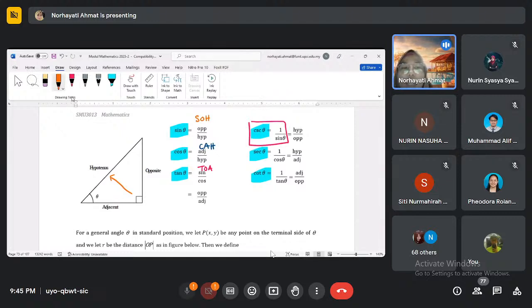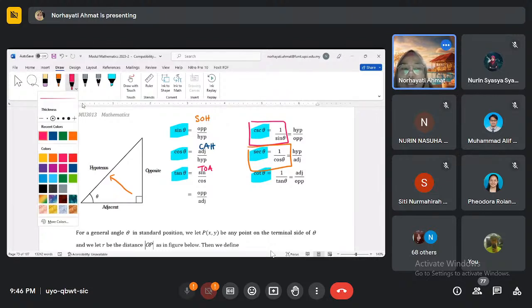And sec is 1 over cos, and cos is adjacent over hypotenuse. Therefore, sec is hypotenuse over adjacent. This one you don't need to remember. You just remember what I have boxed in this box. Cosec is 1 over sine, sec is 1 over cos, and cot is 1 over tangent.